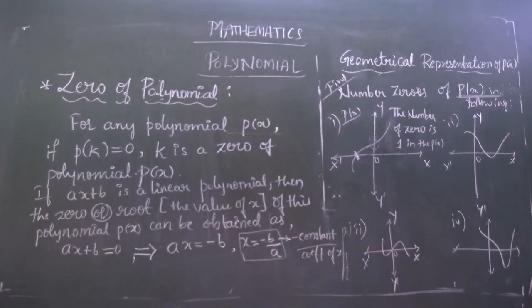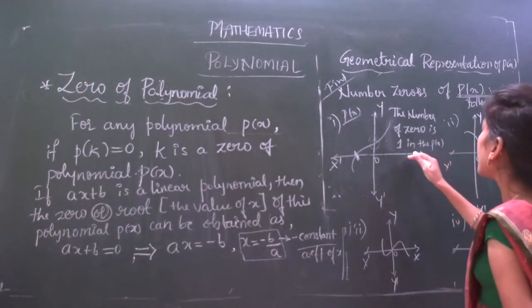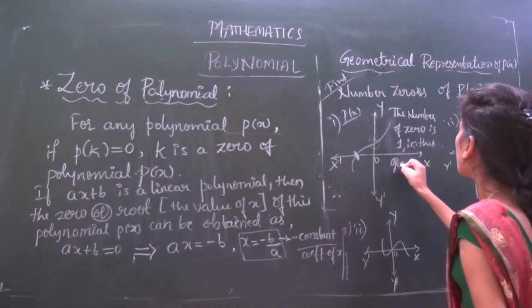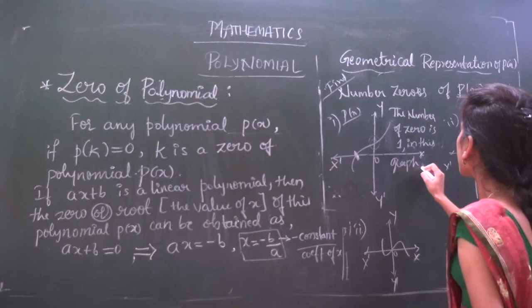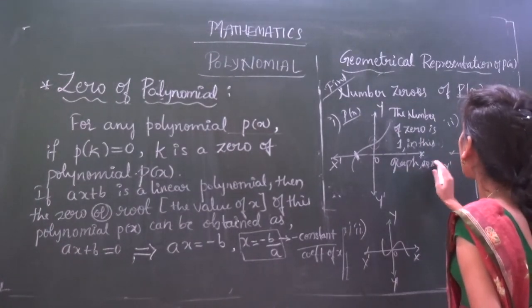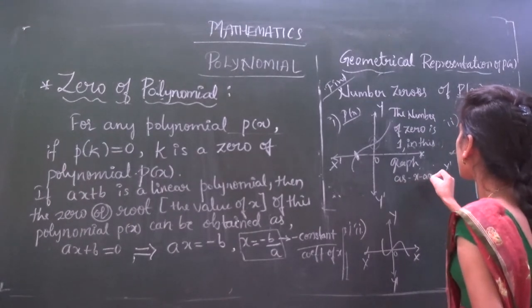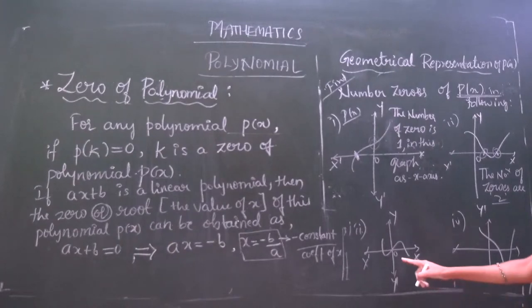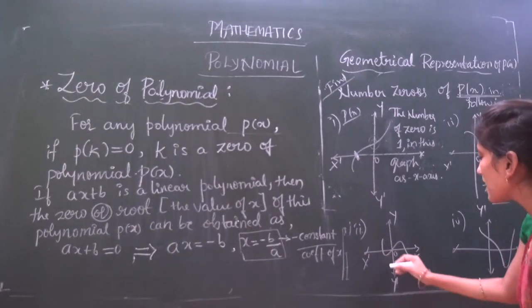In the P of x, you can write it as the x-axis in this graph. And now we can easily define this: on this x-axis, how many zeros are there, meaning how many points lie on this x-axis? We can say 2. Therefore, the number of zeros will be 2.